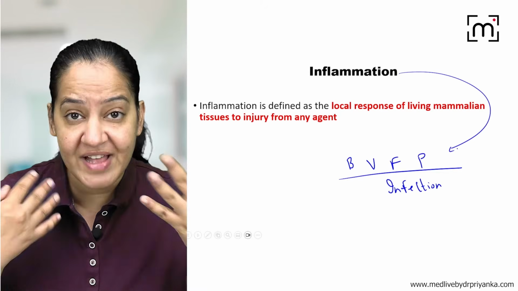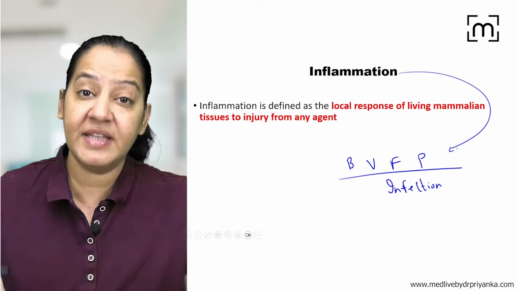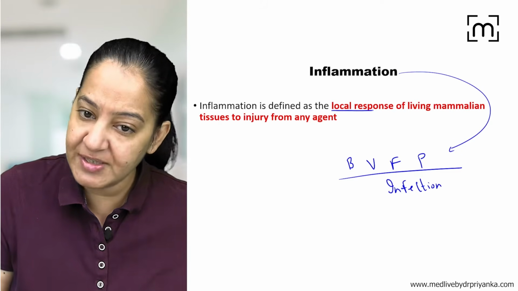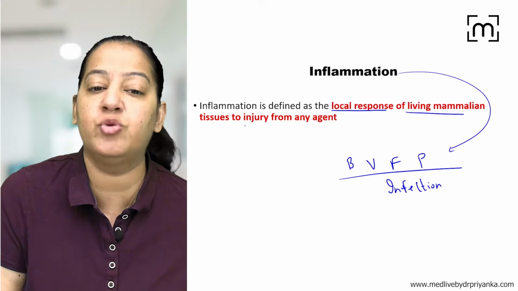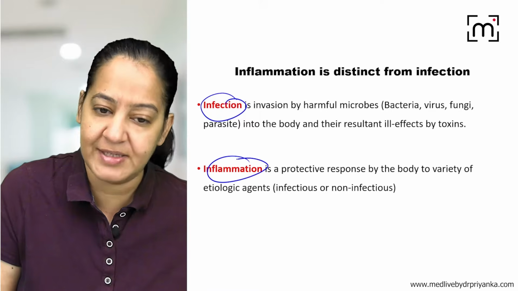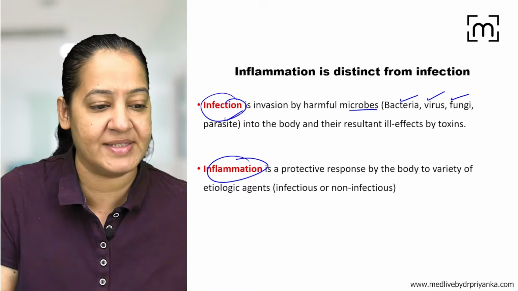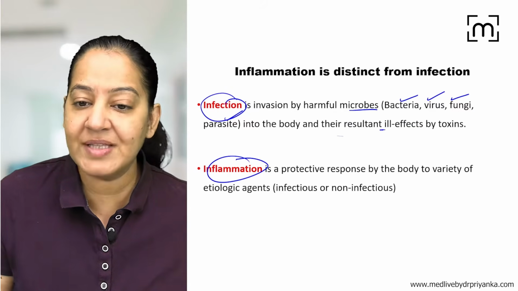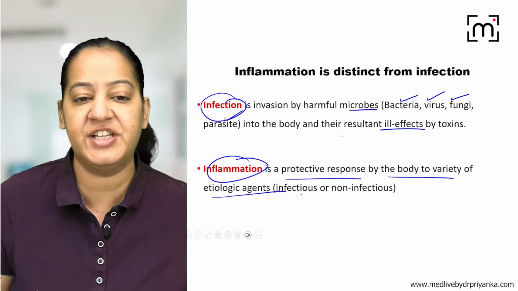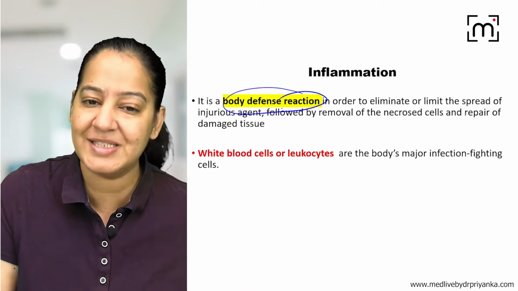So inflammation is a defensive mechanism. Whatever harmful effects are caused by the microbe is infection, but the defensive mechanism by the body's immune system is known as inflammation. So inflammation is the local response of living mammalian tissue to injury by any agent. That is the definition. So you can see what is infection and what is inflammation. Whenever any microbe, the bacteria, the virus, the fungus, or the parasite, enters the human body and causes ill effects, it's infection. But the protective phenomenon by the body to a variety of agents is known as inflammation. So can I say that inflammation is the body's defense mechanism?